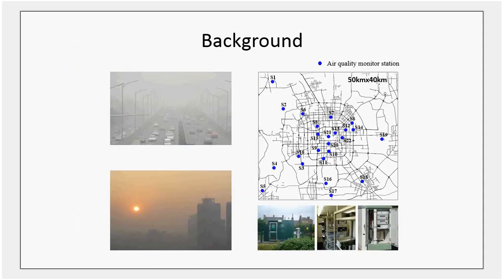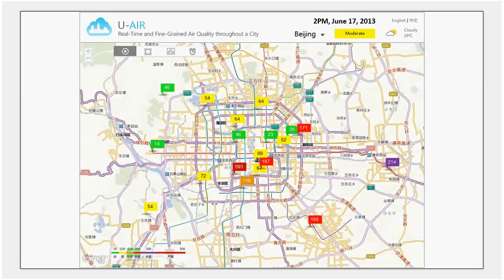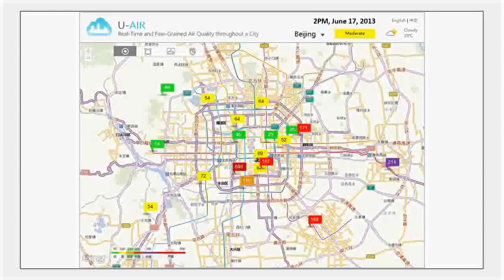Unfortunately, air quality varies by location significantly and is highly skewed in a city. For example, this is a map of Beijing. Each icon stands for one air quality monitoring station. The number associated with each icon means air quality index. The smaller, the better; the bigger, the worse. Green means very good, and red means unhealthy. As we can see, even at the same moment, the air quality readings from these stations could be very different, even if some of the stations are very close to each other.